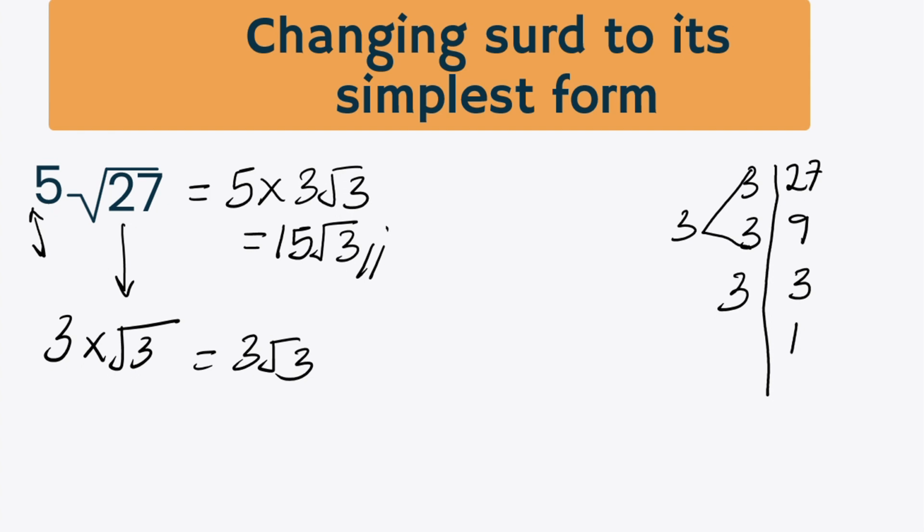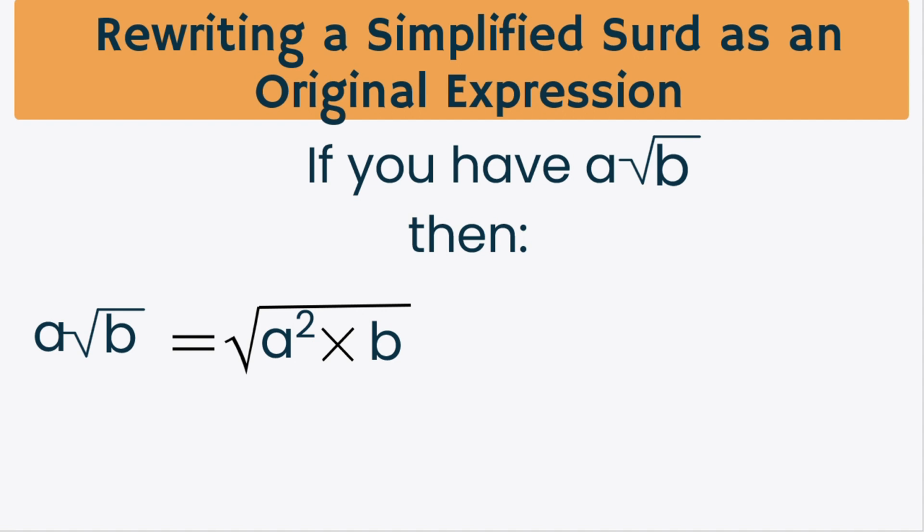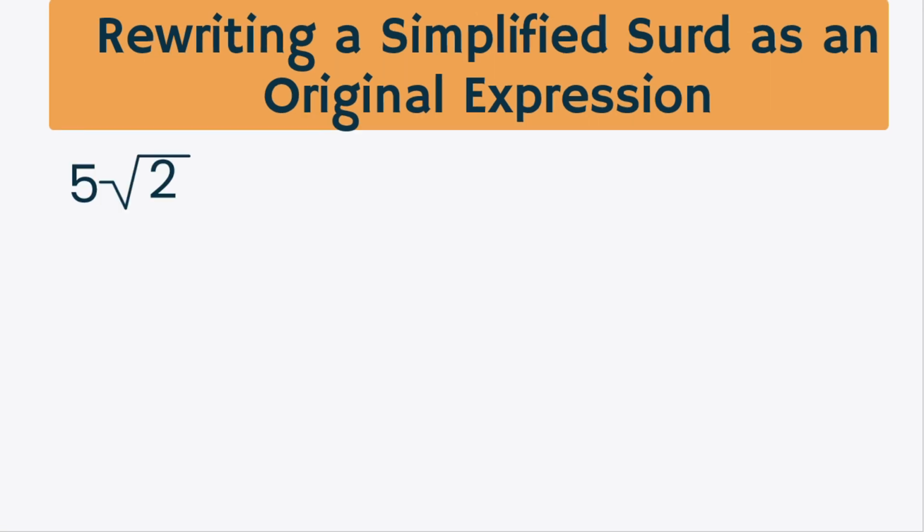Now I want you to always remember the formula, or should I say the expression, product of group times the square root of product of the ungrouped. Let's move to the next outline content, which is writing a simplified surd as an original expression. So most times the simplified surd can also be converted back to its original expression. So how is this done? Just like we have on the screen, if you have a root b, then changing it to its original form is the square root of a squared times b. So let me show you how that is.